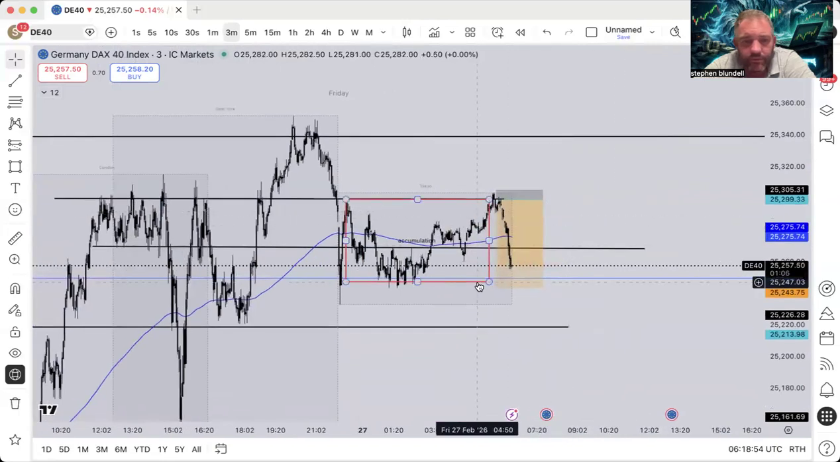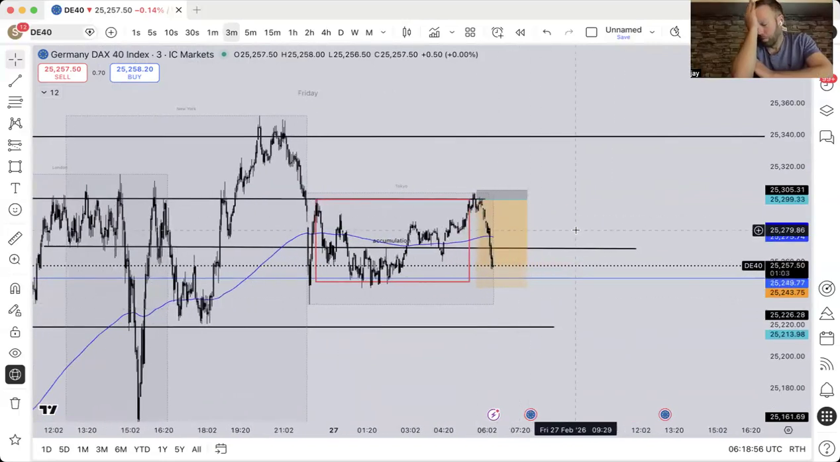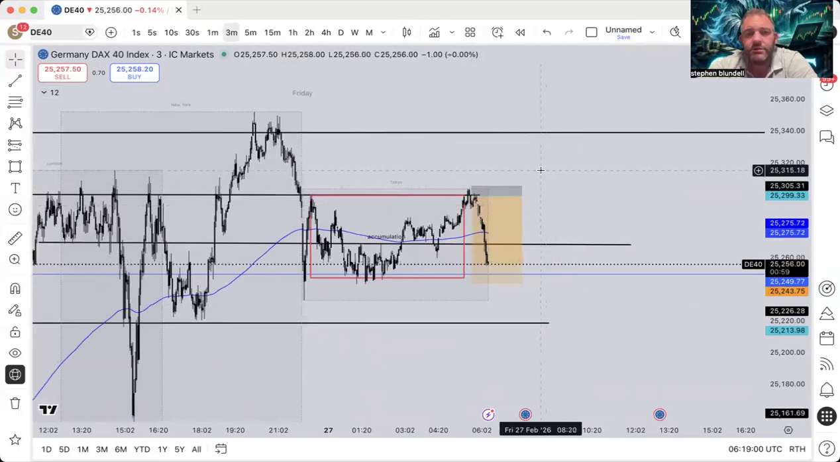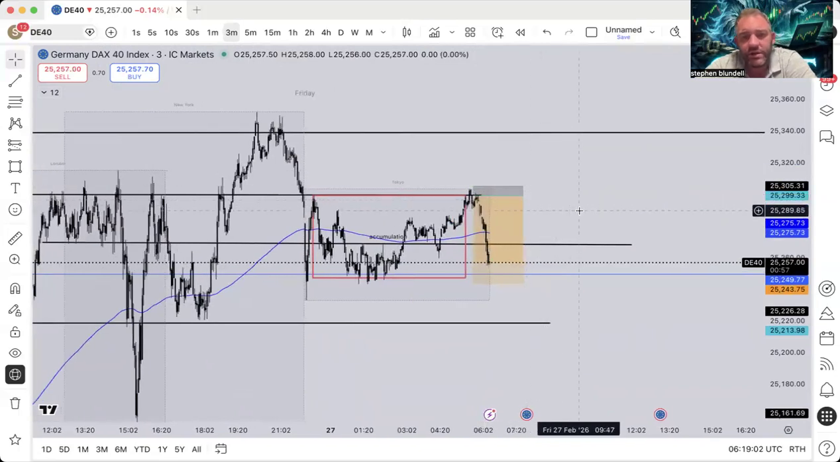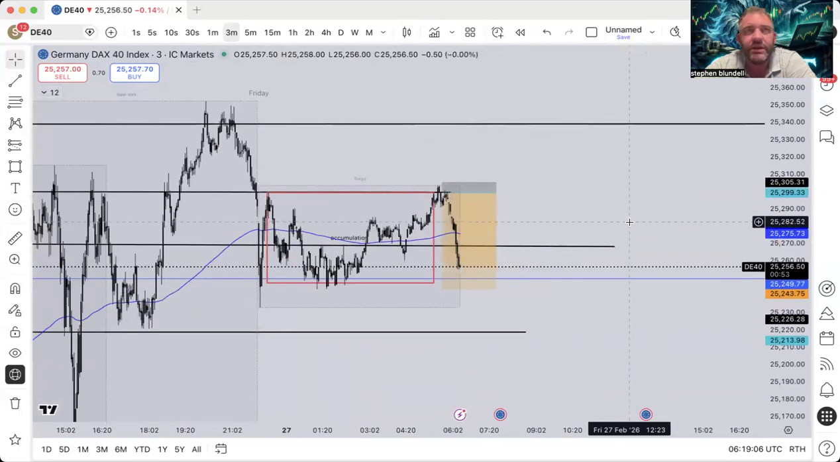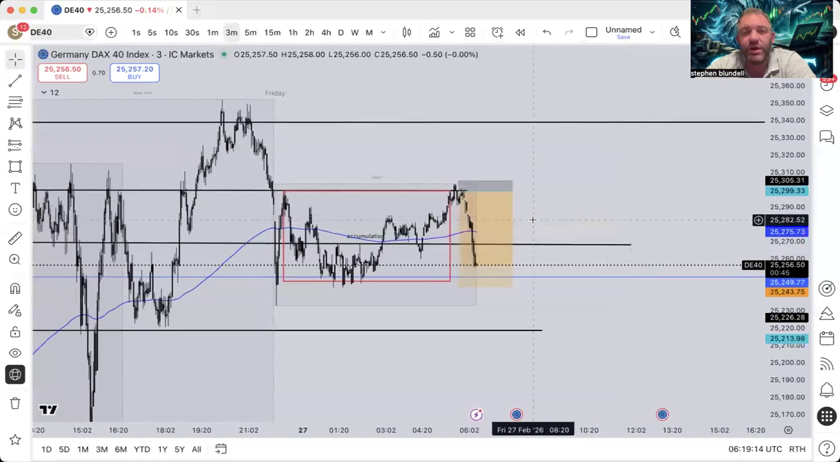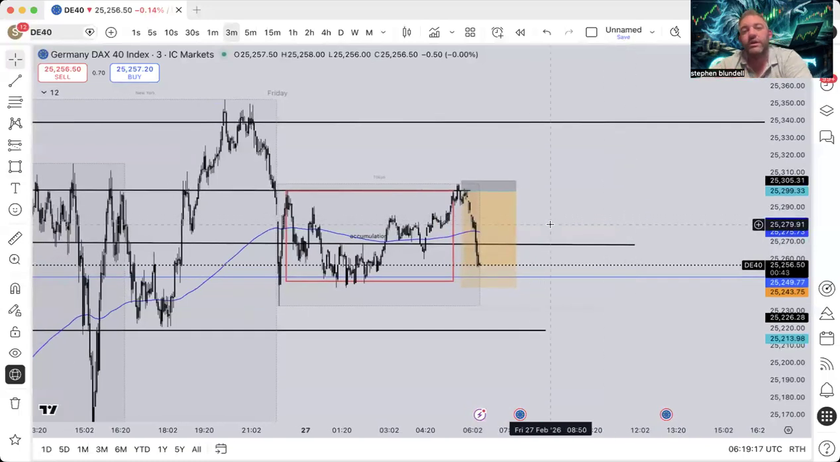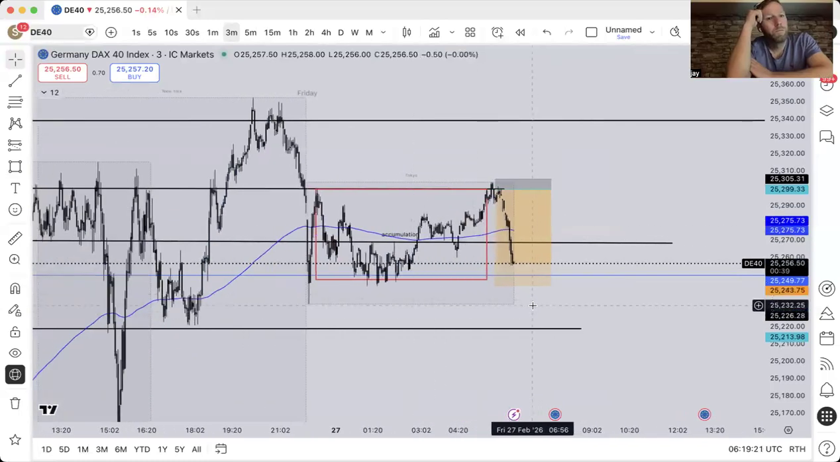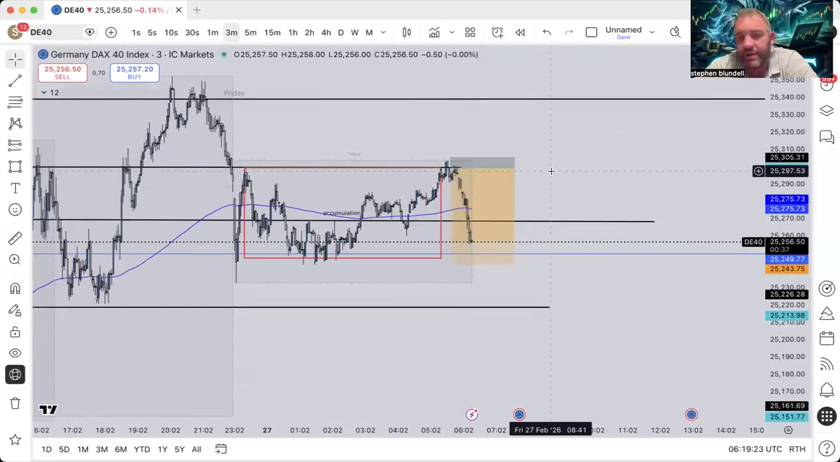Is that based on a sweep, the AMD? Yeah. You kind of want to hold it to the opposite session side or a sweep of liquidity. Gotcha. So liquidity, trend line, session sweep. So what you're trying to do is you're targeting liquidity or some sort of sweep, really.